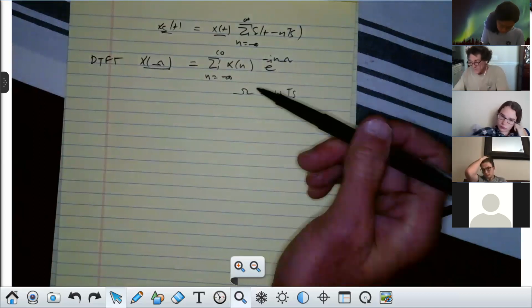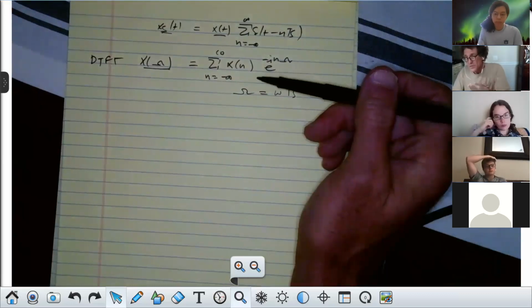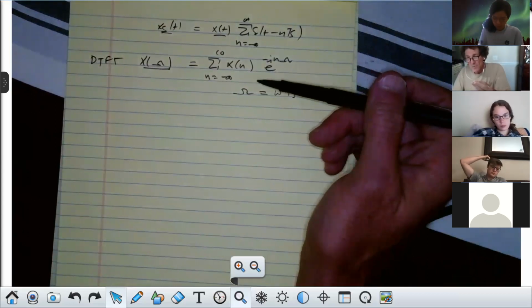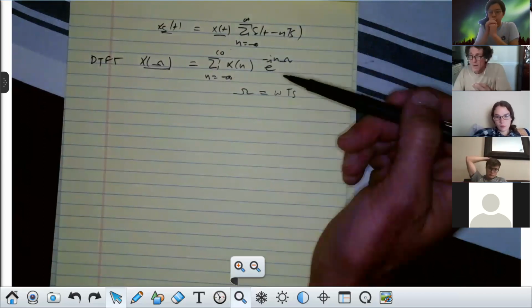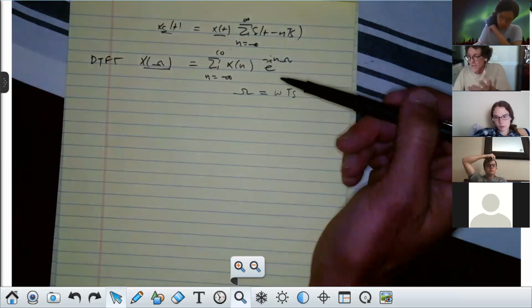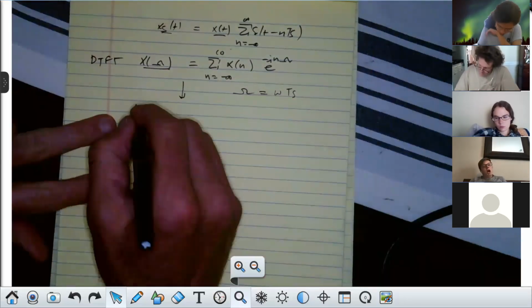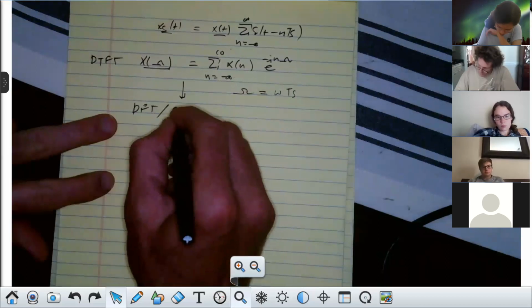One of the problems with this is, even though we're getting closer to something that can be applied in real time with a finite memory, the real problem is the summation goes from minus to plus infinity, which you can't do. So the next step was to go to what? The DFT or the FFT.